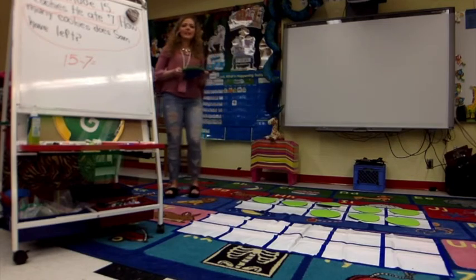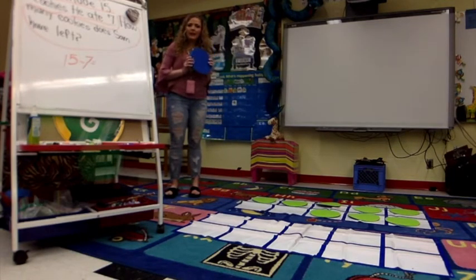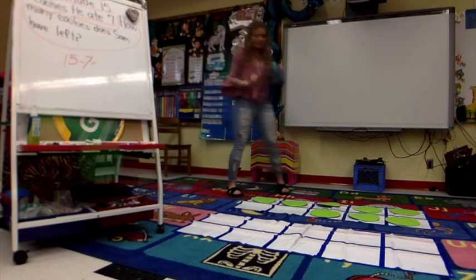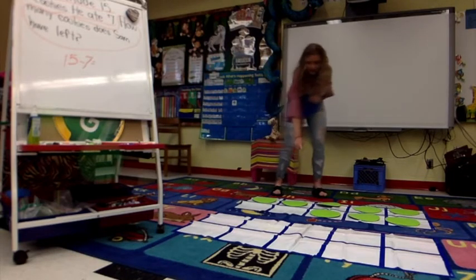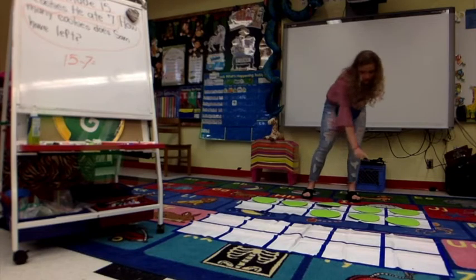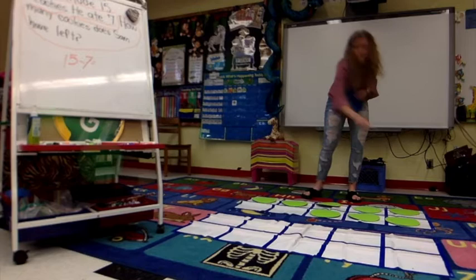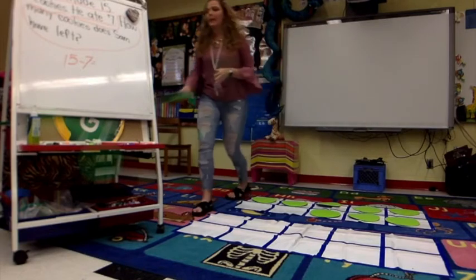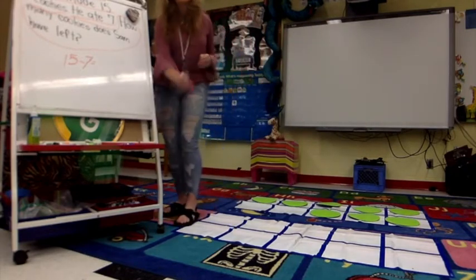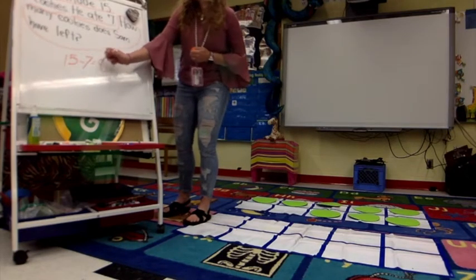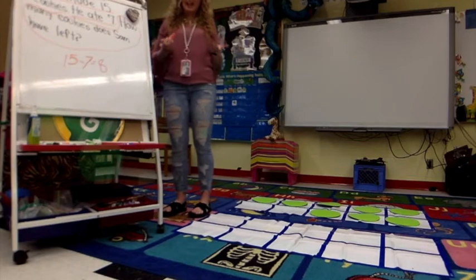So we had 15, we took 7 away, and now we're looking to see how many we have left. So these are going to represent how many cookies are left over. So count these with me. Ready? 1, 2, 3, 4, 5, 6, 7, 8. So 15 minus 7 equals 8. And since the answer is 8, that means that Sam has 8 cookies left.